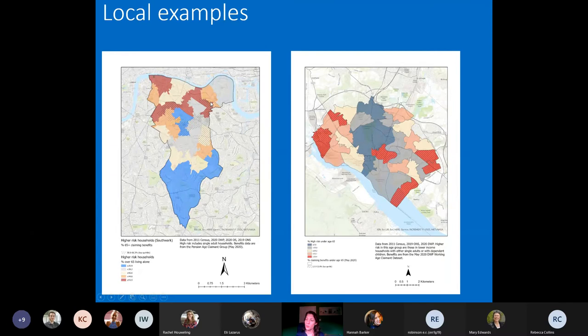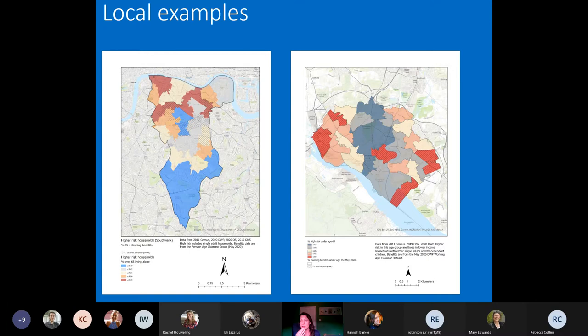The areas that are red are where there's the highest proportion of single pensioner households. And then where they've got the lines overlying it, that's where between 58 and 66% of the over 65 population are claiming some sort of benefit like pension credit, income-based pension credit. So these kind of maps can be used really effectively in local authorities to target resources beyond food banks.